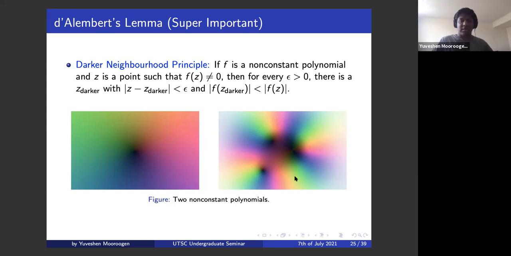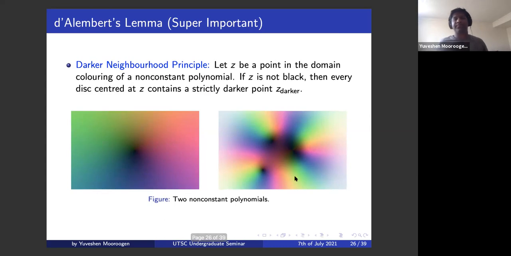And I'd rather say that in plain language. So what the D'Alembert lemma says is that if z is a point in the domain coloring of a non-constant polynomial, and z is not black, then if I take a little disk around that point, that disk has to contain a point that is strictly darker than z. I'm going to call this strictly darker point z darker. So that's the technical lemma that I'm going to need.